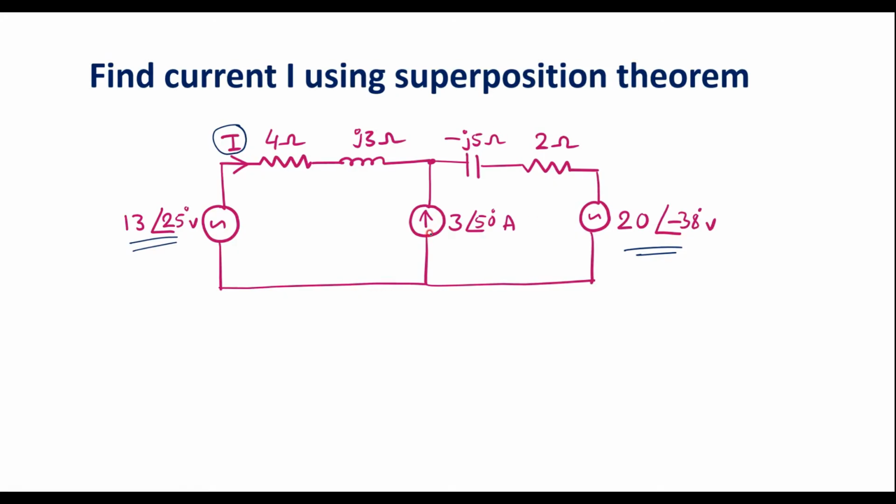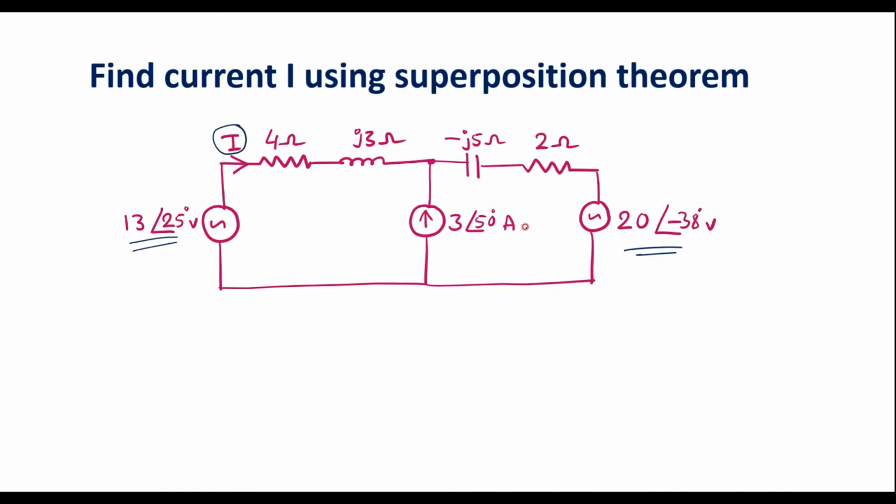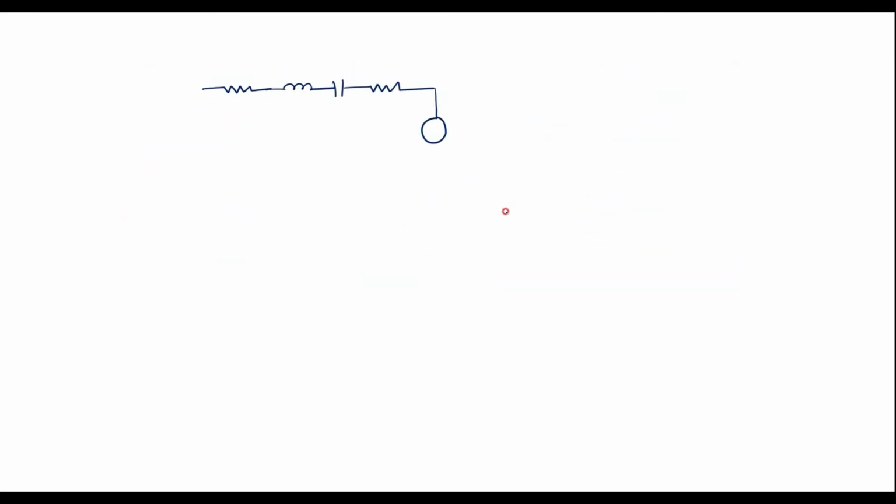In that case, this will be open circuited and this will be short circuited. Now redraw the circuit. That is, we have 4 minus J3 and here we have capacitor and here we have resistor. So here the value of voltage source is 20 angle minus 38. So the circuit will be like this. Let me assume this terminal is positive, this is negative. Now assume current through this one is, say, I2.